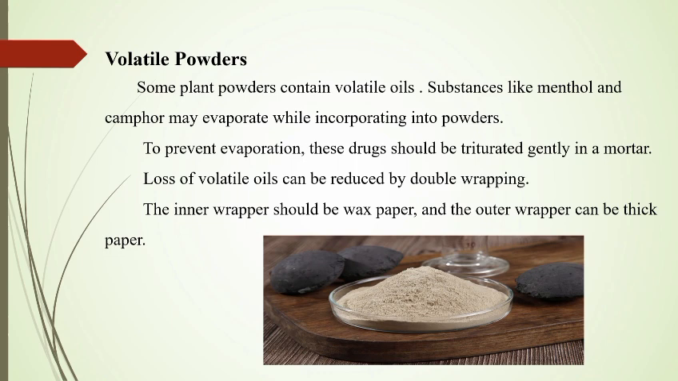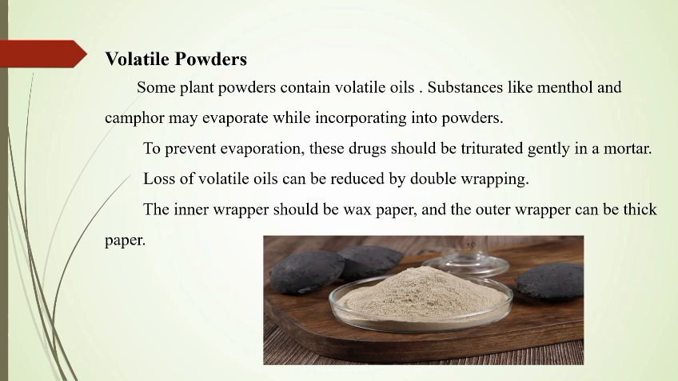Volatile powders contain substances that can easily evaporate at room temperature. For example, menthol, camphor, thymol, etc. Usually, the problem in this type of powders is loss of drug due to evaporation and reduction in dose accuracy. The method of dispensing used for this type of powders is to triturate lightly in a mortar, avoid excessive grinding and minimize exposure to air. And you should pack it with the double wrapping method. Here, the inner wrapper should be wax paper and the outer wrapper should be a thick paper.